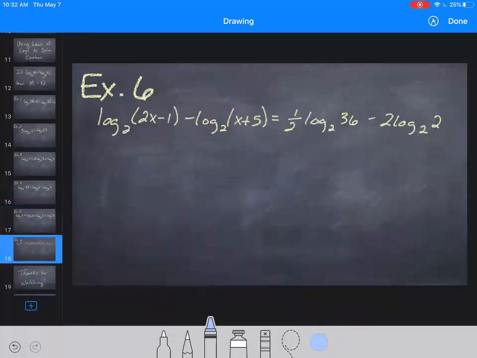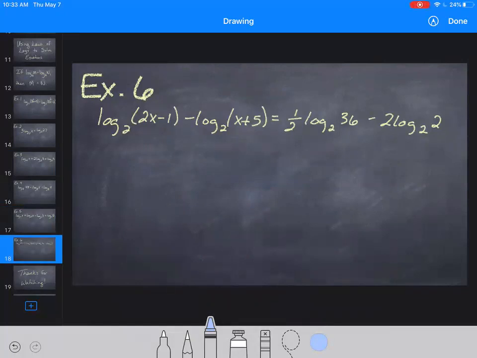Let's take a look at example 6. On example 6, I have log base 2 of 2x minus 1 minus log base 2 of x plus 5 is equal to 1/2 log base 2 of 36 minus 2 log base 2 of 2. Now this looks very complicated. Well, you have to condense both sides.